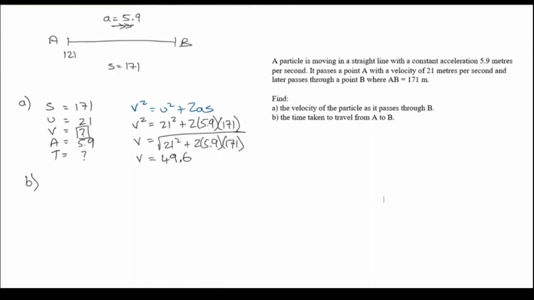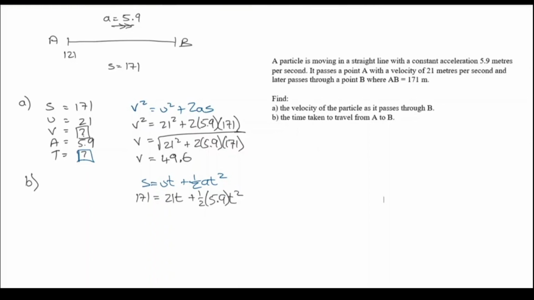Next, we're asked to find the time taken to travel from A to B. So this is still the same journey segment. We're still thinking of the same journey, so I'm going to work with all the same SUVAT variables. The time taken to move from A to B is going to use S, U, A, and T. So the formula is S equals UT plus half AT squared.